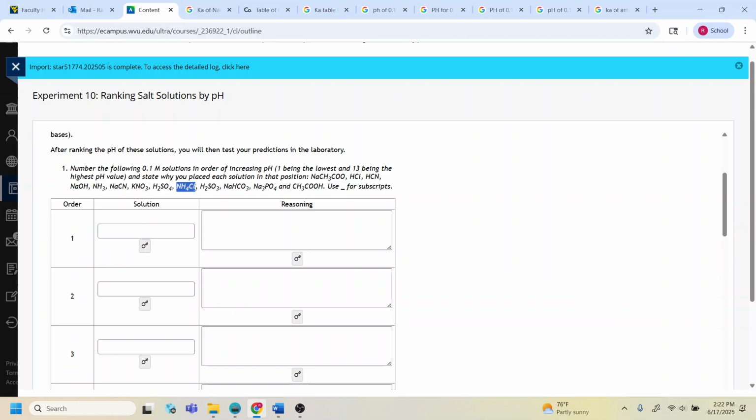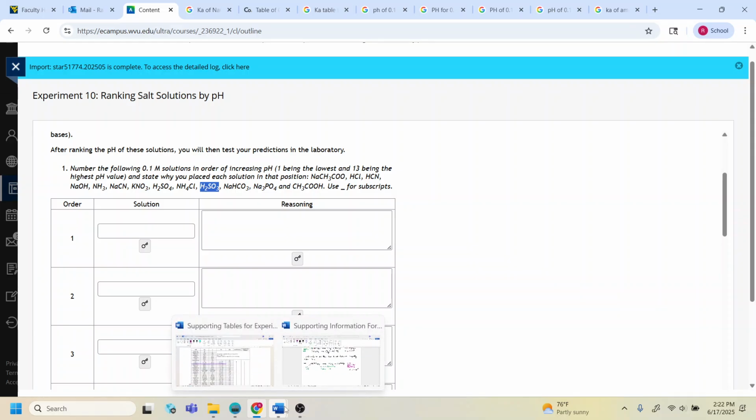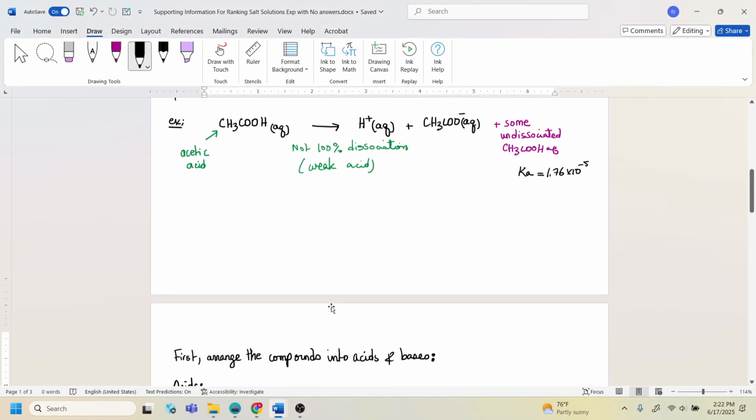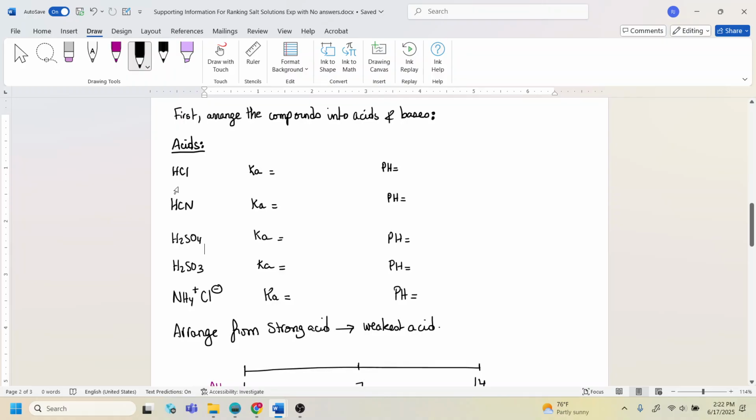Ammonium chloride is an acid because it starts with a positive polyatomic ion. So this is an acid. Hydrogen sulfide is an acid as well, and the rest are bases. So as we mentioned, we are going to arrange those as acids and bases. So we're just going to put the acids in one pile and the bases in the other pile.